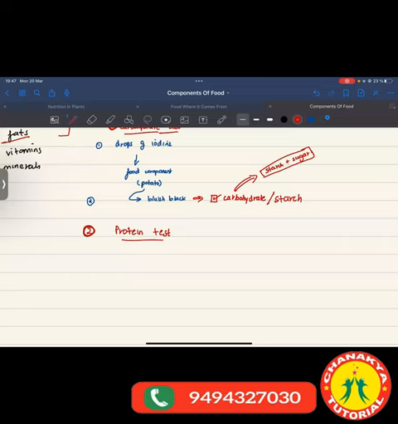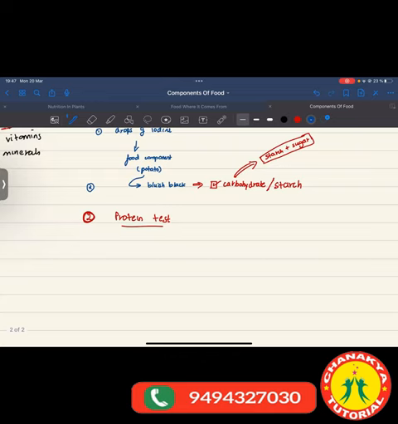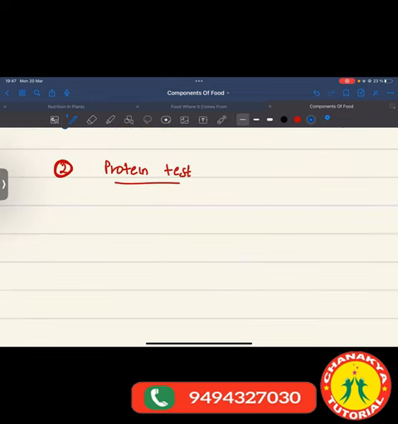Okay, so what you're going to do, you're going to take a small quantity of a food item, for example fish. So small fish, raw fish, without cooking it. You're just going to smash it, make the fish into a small paste. Okay, you're going to put it in a test tube, and you're going to add 10 drops of water.